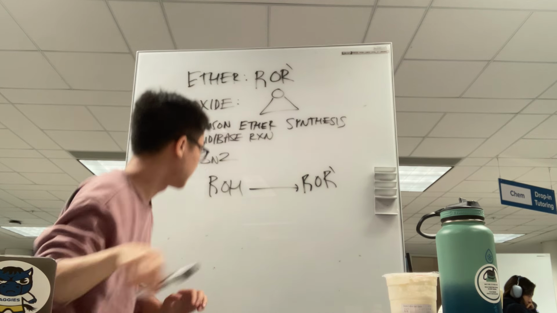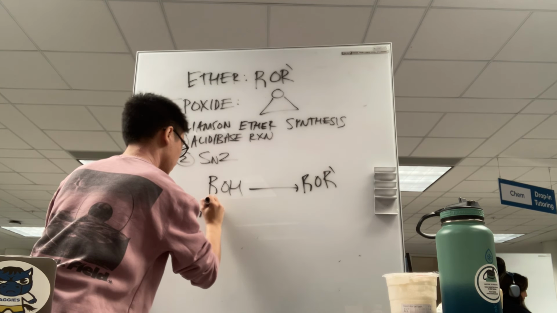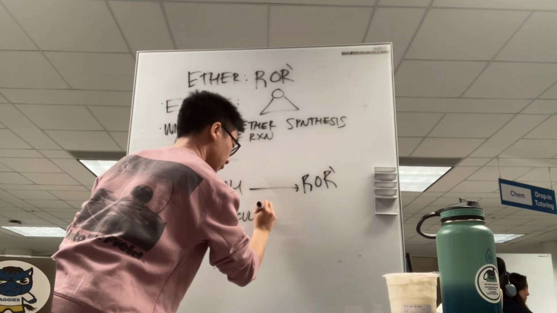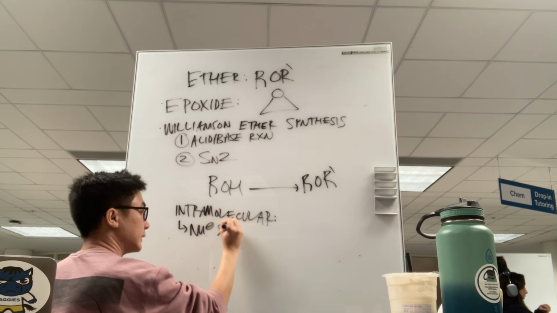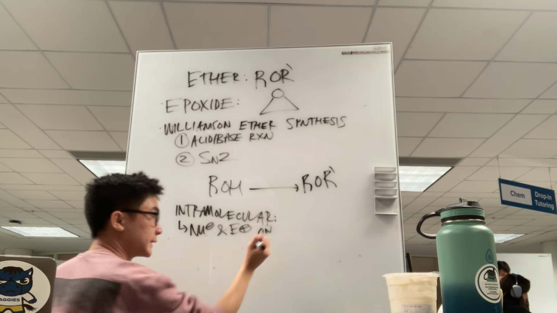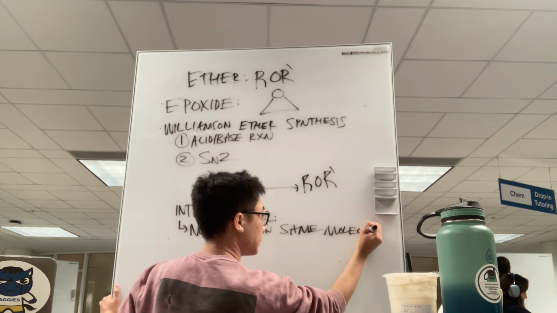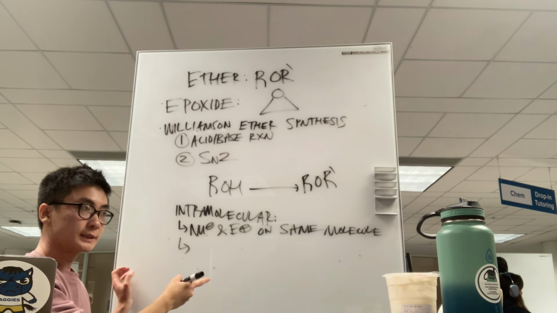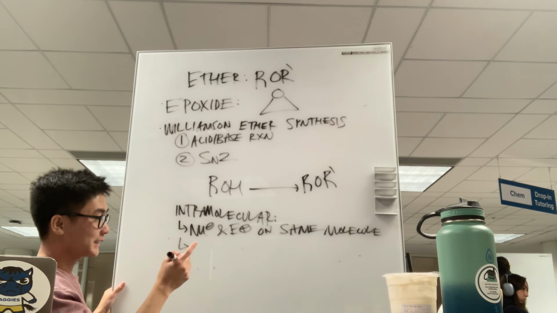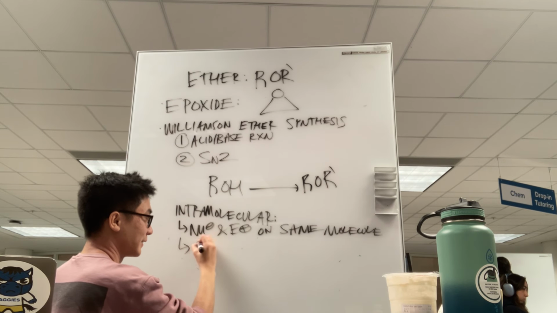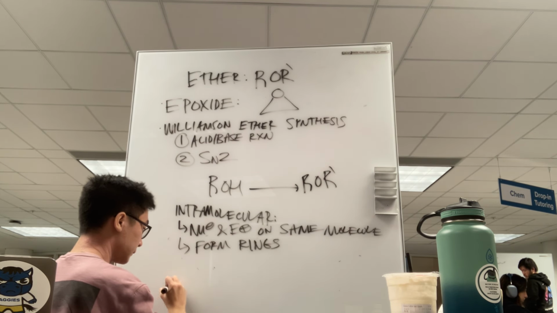Okay. Now for intramolecular Williamson ether synthesis, that means the nucleophile and electrophile are on the same molecule. Right? And all intramolecular reactions, it doesn't have to be Williamson ether synthesis. It could be like other reactions. Then all of them would form rings, right? Form rings. Okay. So let's say, for example, we have this structure.